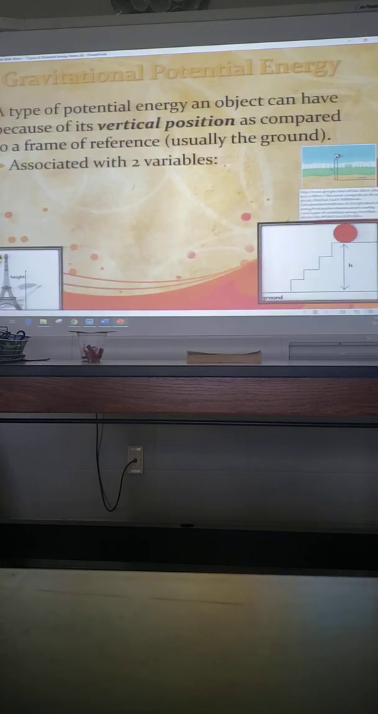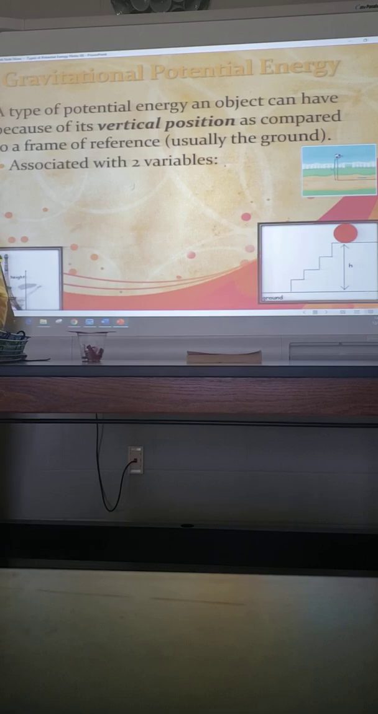All right, so we're going to start with gravitational potential energy. Obviously, always think gravity. You guys had a lot of experience with gravity from our non-contact forces unit, so all those things are still true. But this is a type of potential energy an object can have because of its vertical position. It makes sense, right? Gravity's pulling downward, so it's going to be a vertical force. All right, and so we're still dealing with the frame of reference, so it's our perspective, our point of view in relation to that object or that description or that situation.